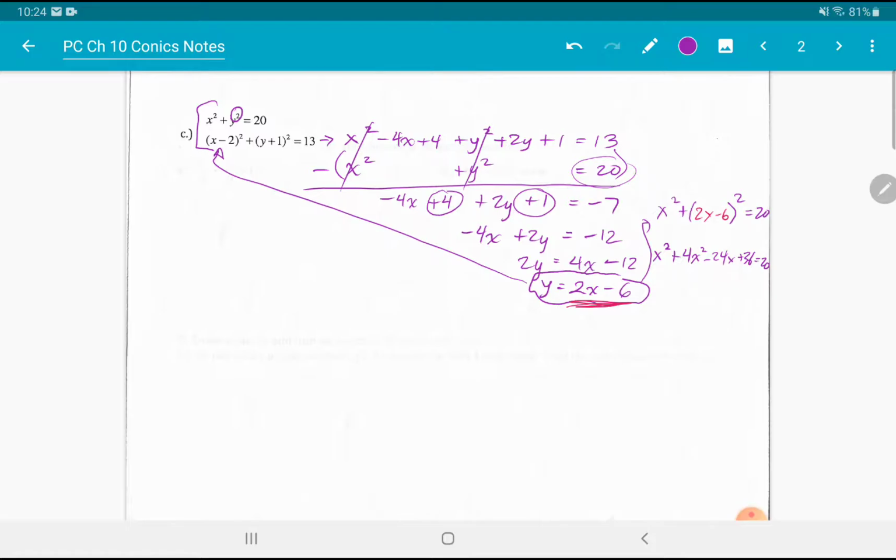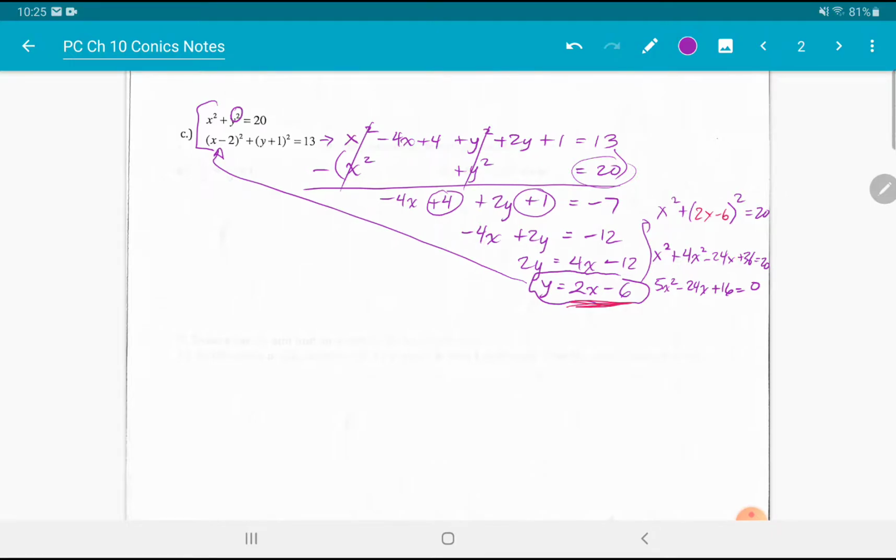I don't know why I decided to scrunch it all in this little space here. And then let's keep on going. So x squared and 4x squared will give us 5x squared minus 24x. And then let's bring the 20 over to the other side. So we'll have plus 16 equals 0. So there's our quadratic that we can solve.